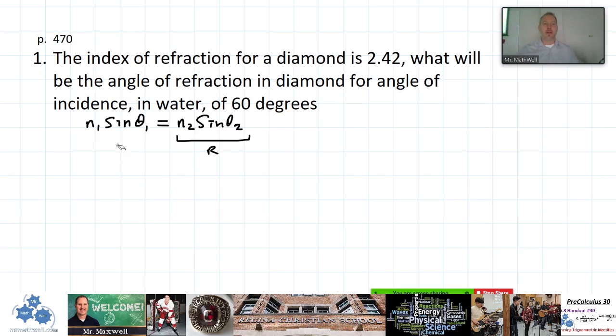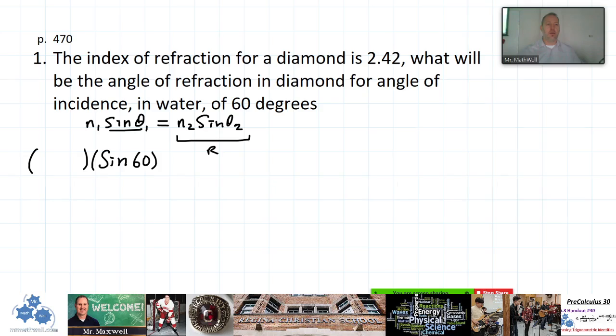So, the index of refraction for diamond is 2.42. What's the angle of refraction in diamond for an angle of incidence in water of 60 degrees? Okay, so we're going to start on the angle of incidence side. The angle is 60 degrees, so I'm going to put sine of 60 in for this right here. And what is the index of refraction for water?